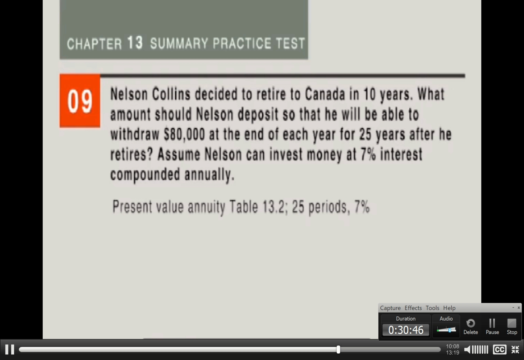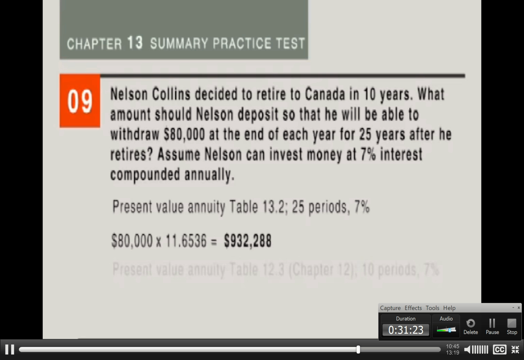It means that Nelson can take out $1 a year for the next 25 years, if he puts in $11.65 basically. But he doesn't want to take out $1. He wants to take out 80,000. So 80,000 times 11.6536 gives you, oh boy, Nelson, you got to talk about putting in a big hunk of money, $932,288.